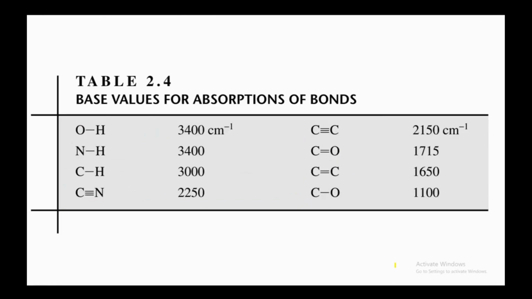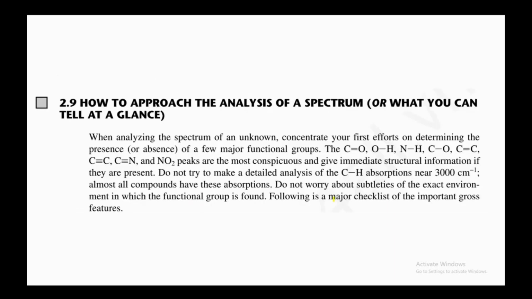This is table 2.4, base values for absorption of bonds. So the base value for OH is 3400, plus or minus could be happening because of a number of factors. NH gives you a peak at 3400. CH gives you 3000. C double bond 2250. Triple bond at 2150. Carbonyl 1715. Double bond 1650. Single bond between carbon and oxygen at 1100.